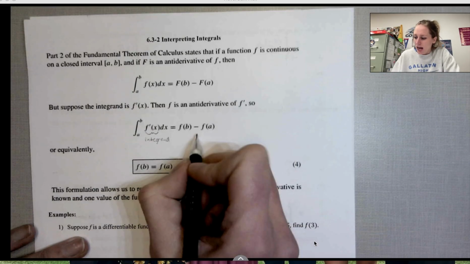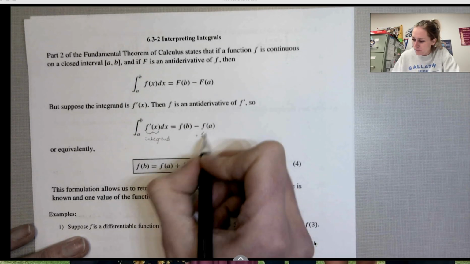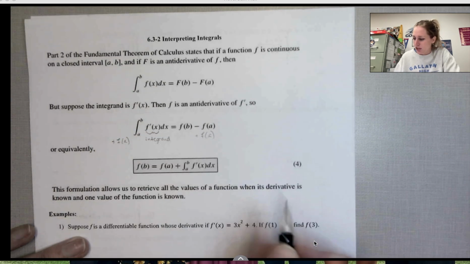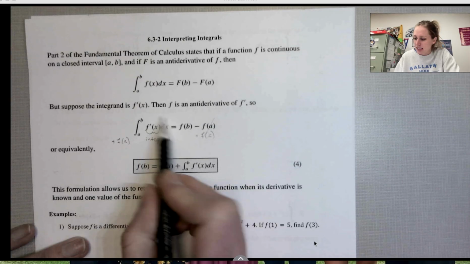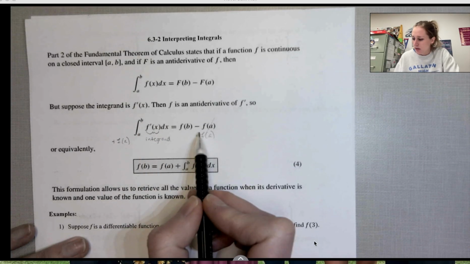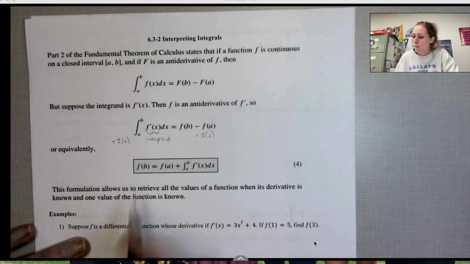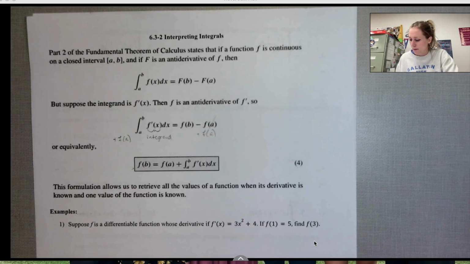Now, I could add f of a to both sides. This is an equation, so I can rearrange it, as long as I do the same thing to both sides. So f of a plus this integral is equal to f of b. So it's still saying the same thing, it's just been rearranged, okay? We're going to use this form quite a bit today, so we're just going to get familiar with that rearranging.